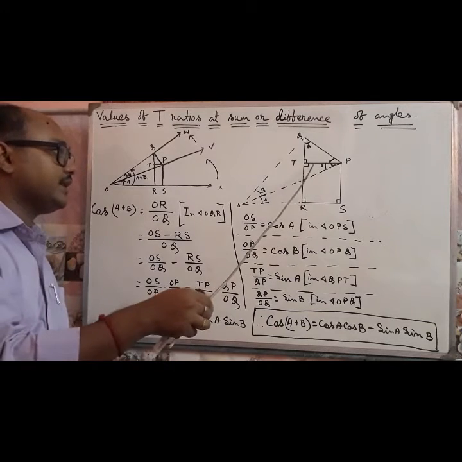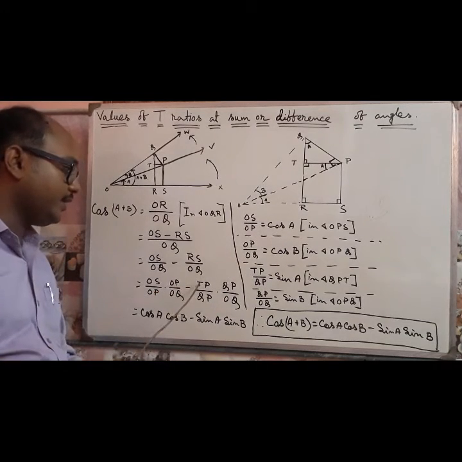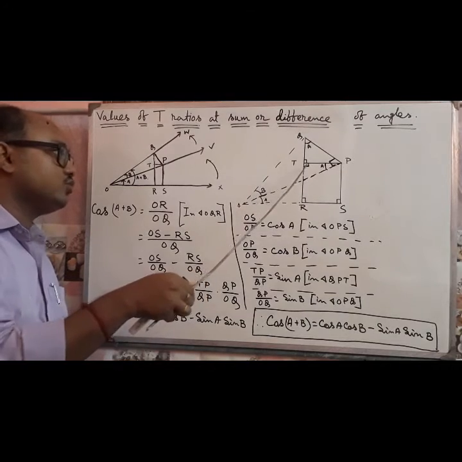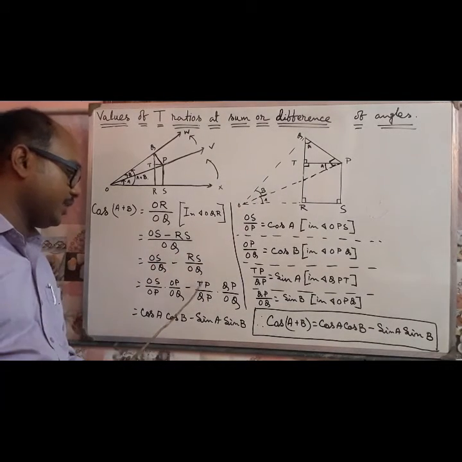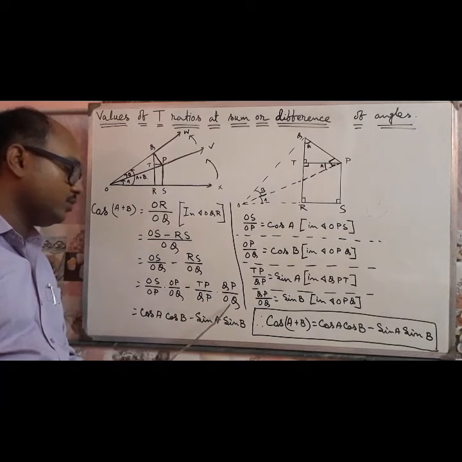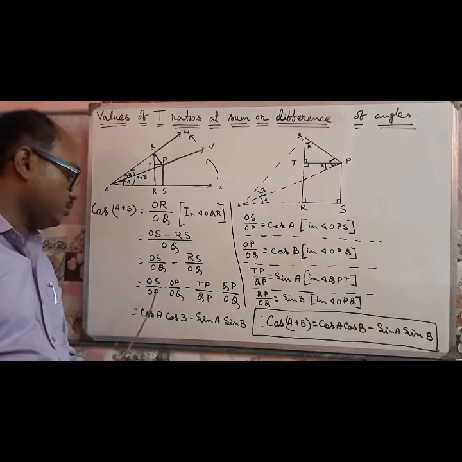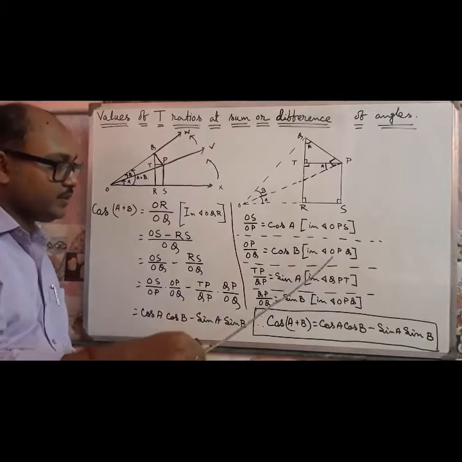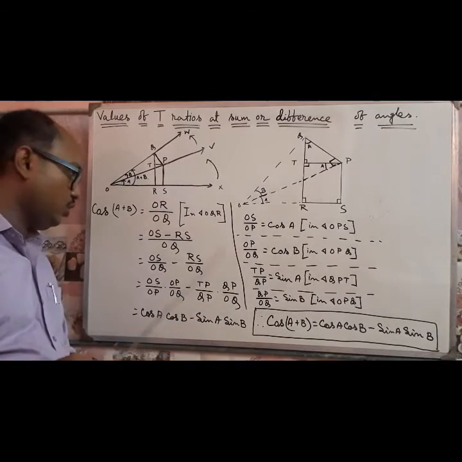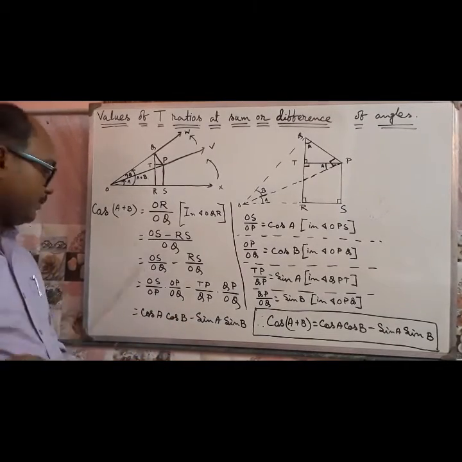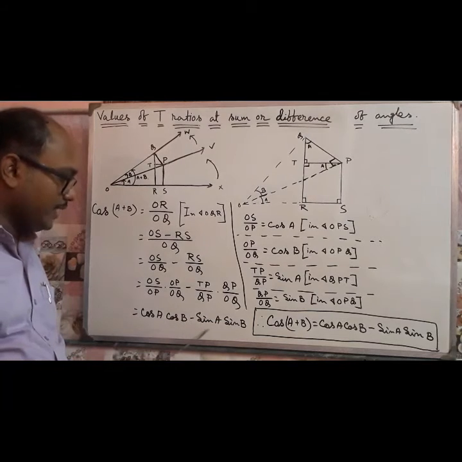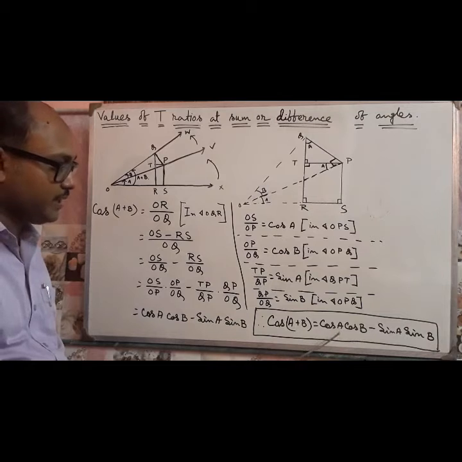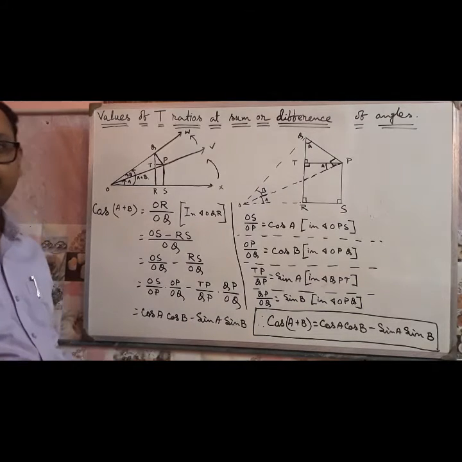So instead of RS I write TP here. Again this TP and OQ is not forming any right triangle, so we took the help of QP. So TP by QP into QP by OQ. Now the values of all these four ratios are written here with respect to these triangles. So ultimately we got cos A plus B, that is cos A cos B minus sin A sin B. So what is the formula of cos A plus B? That is cos A cos B minus sin A sin B.